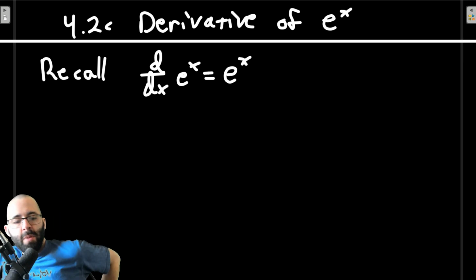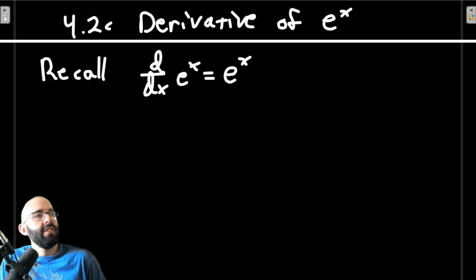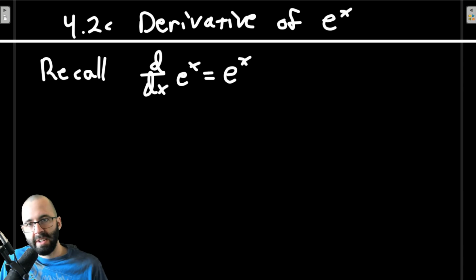All right, guys. Remember from the first video, the derivative of an exponential function is itself times the natural log of the base. So if the base is just e, we have this really nice property.